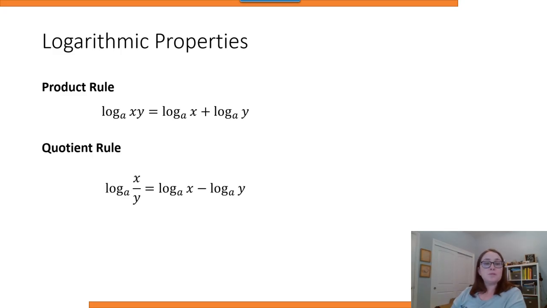Next one is the quotient rule. If I have two things dividing in a log, I can separate this into separate logs where it's subtracting now. So the log of the numerator would come first, minus the log of the denominator. The third rule is the power rule. If I have an exponent on something inside of a log, I can pull that exponent out front and it multiplies by the log. So the log of x to the r is equal to r times the log of x.